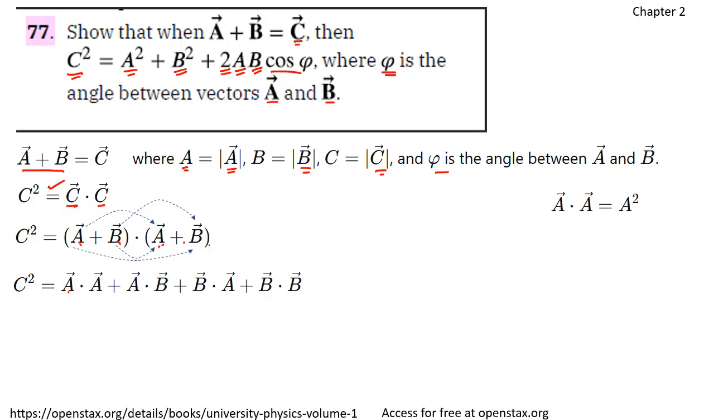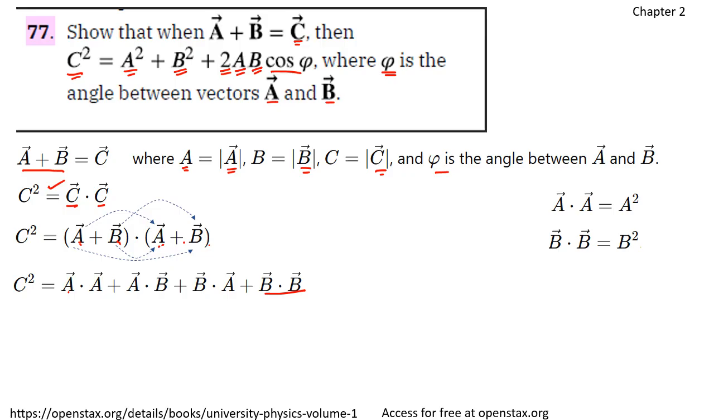Now what is B dot B? Again, B dot B is equal to B into B cosine theta, where B is the magnitude of the second vector B, and theta is the angle between B and B. The angle between B and B is 0. So cos 0 is basically 1, and you get B squared, right? So same as A dot A, you get B dot B is B squared.